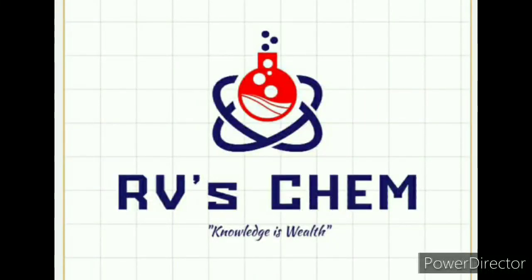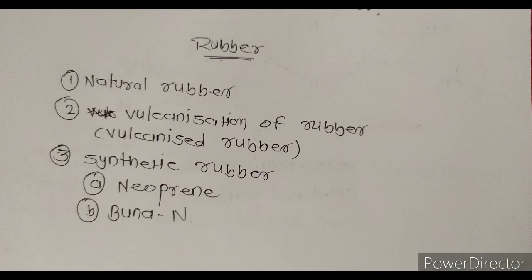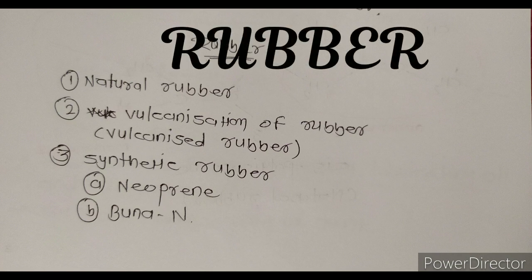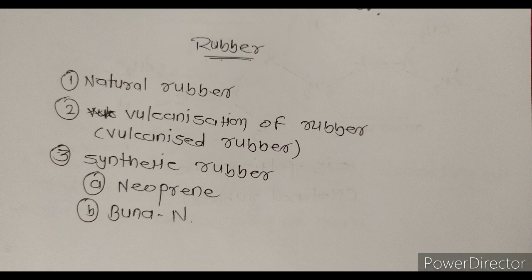In the last video, we already discussed bakelite polymer, melamine polymer and styrene butadiene rubber. Now in this video, we will discuss rubber. There are three types: natural rubber, vulcanized rubber and synthetic rubber. Further, in synthetic rubber, we will discuss neoprene and Buna N.